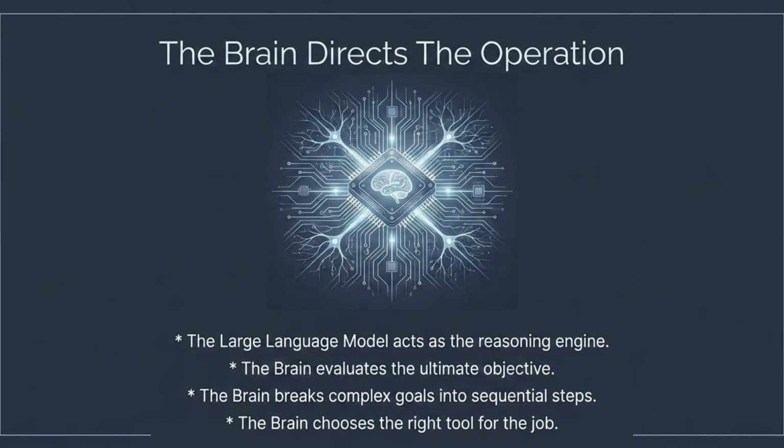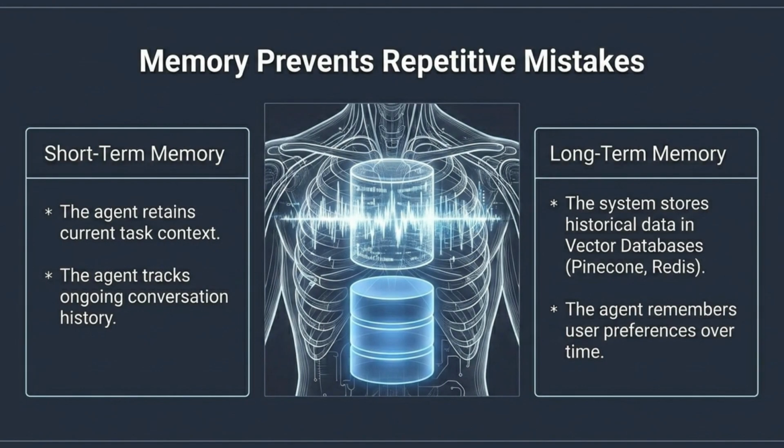At the core is the brain, powered by a large language model. It acts as the reasoning engine, evaluating objectives, breaking complex goals into actionable steps, and selecting the right tools. Memory prevents repetitive mistakes. Short-term memory tracks current task context and conversation history, while long-term memory utilizes vector databases to recall historical data and user preferences.